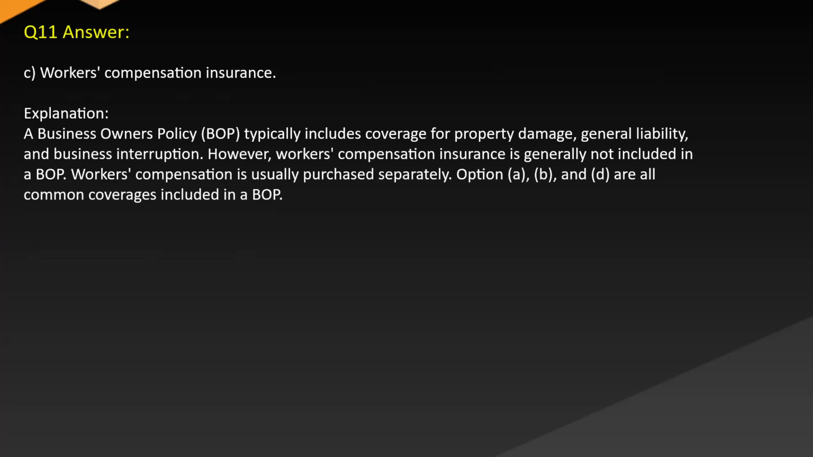Answer. C. Workers' compensation insurance. Explanation. A business owner's policy, BOP, typically includes coverage for property damage, general liability, and business interruption. However, workers' compensation insurance is generally not included in a BOP. Workers' compensation is usually purchased separately. Options A, B, and D are all common coverages included in a BOP.